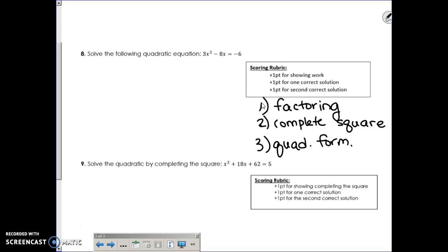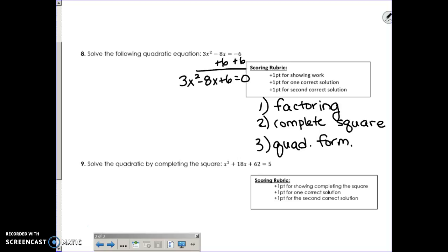Now, for this one, only one of those is actually going to work. But first of all, we've got to get it to equal 0. That's your problem with every single one of these: you have to get it to equal 0 first. So let's move that 6 over to the other side. Pretty easy fix. 3x squared minus 8x plus 6 is what it says now, and it still equals 0. Good.